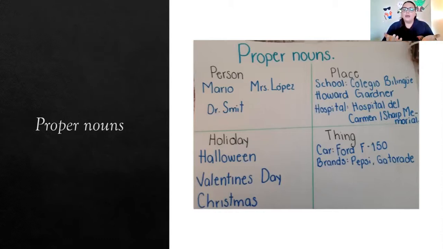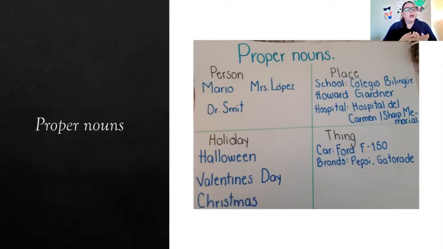Another example is for hospitals. If I'm going to talk or write about a hospital, I'm going to start the name of the hospital with a capital letter. For example, Hospital del Carmen. It has a capital H and capital C. Or Sharp Memorial. It is another kind of hospital. It starts with a capital S and capital M.